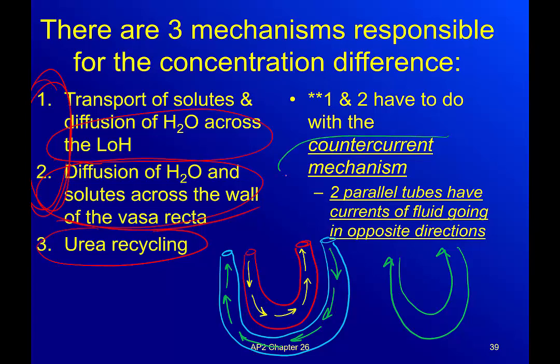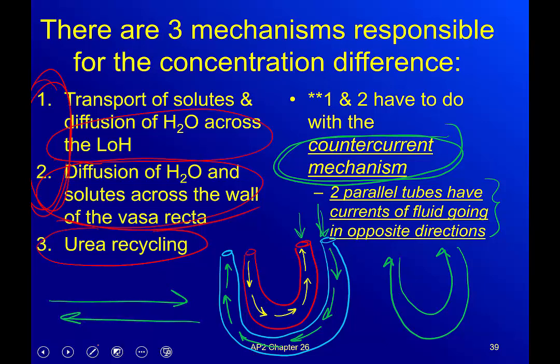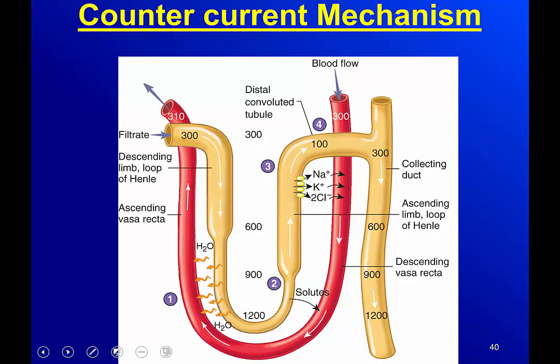We call that a countercurrent mechanism. And what we mean by that is you have two parallel tubes, 1, 2, and the fluid going through them is going in opposite directions. That's why we call it countercurrent, because one's going this way, one's going that way, as far as the currents of the flow go. So if you look, here is my loop of Henle, and my urine is going this way and then coming back up this way. Yes?